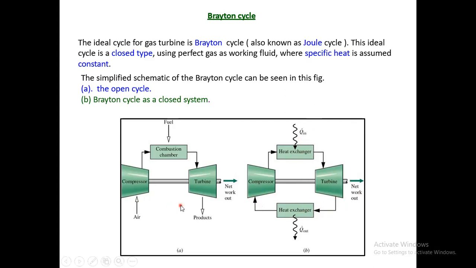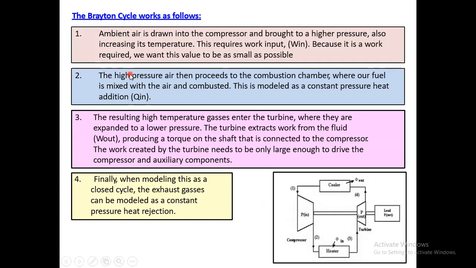Then the Brayton cycle comprises four parts, as you can see mentioned as follows. Number one, ambient air is drawn into the compressor and brought to a higher pressure, which also increases its temperature. This requires work input, that is W in. Because it is work required, we want this value, the input work, to be as small as possible.